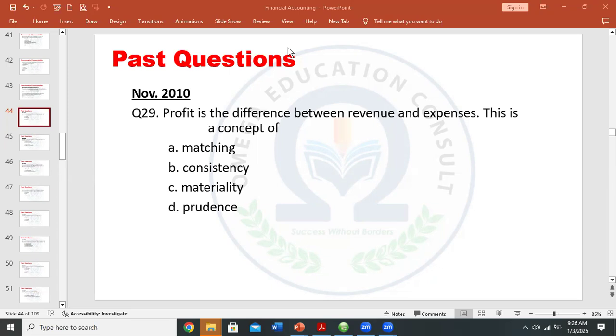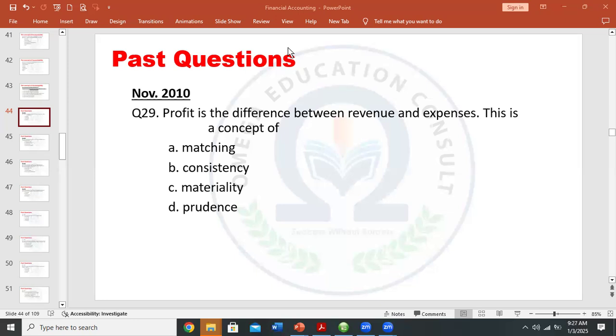Profit is the difference between revenue and expenses, right? Profit is the difference between revenue and expenses. This is a concept of A, matching, B, consistency, C, materiality, D, prudence. So, Prof. Sandra, based on what we've discussed so far, what is your best option?